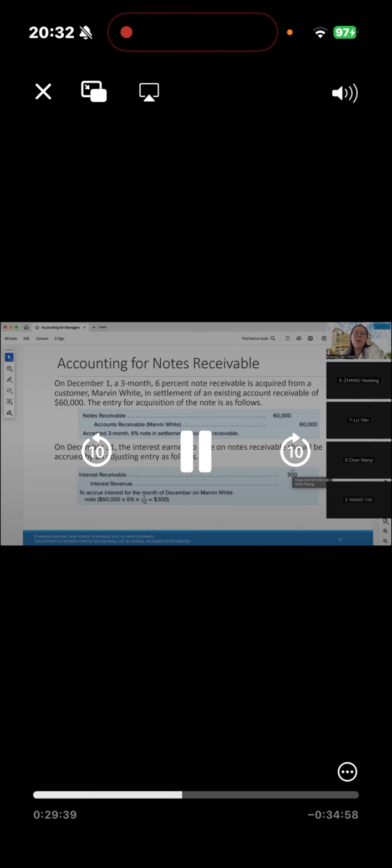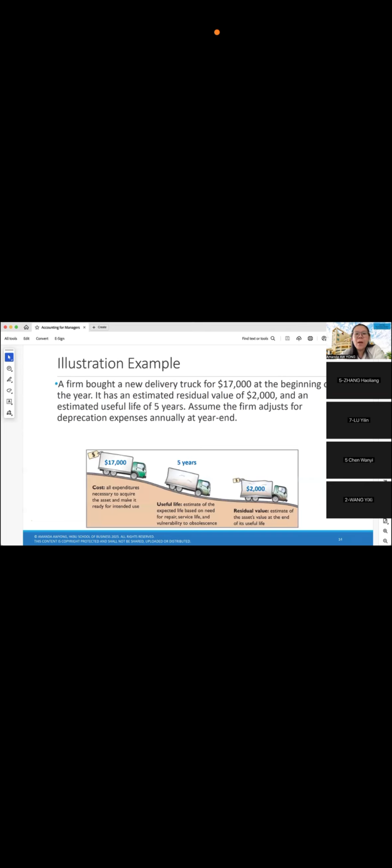A interest receivable account to kind of tell themselves that, hey, you have to collect this interest in 3 months' time. Okay, so that's for notes receivable.